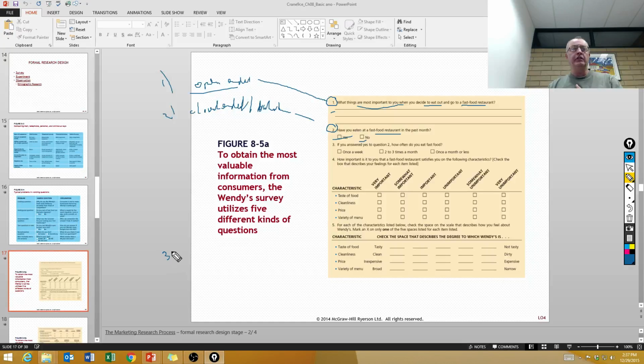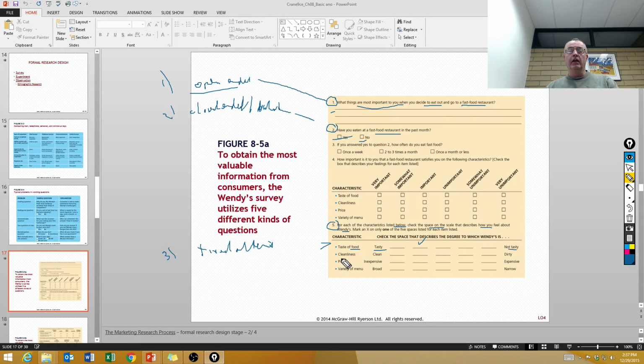The third type of question that we can find in surveys is known as a fixed alternative type question, and it's illustrated by question number 5 here. So a fixed alternative type question is where there are 3 or more fixed answer choices provided along a scale. So for example, for each of the following characteristics listed below, check the space on the scale that describes how you feel about Wendy's. So regarding the taste of Wendy's food, do we find it tasty or not so tasty?